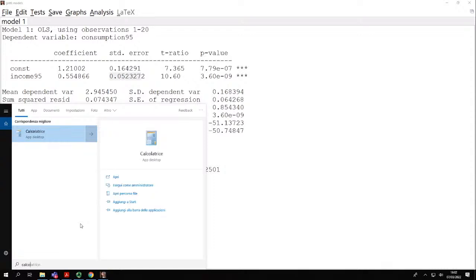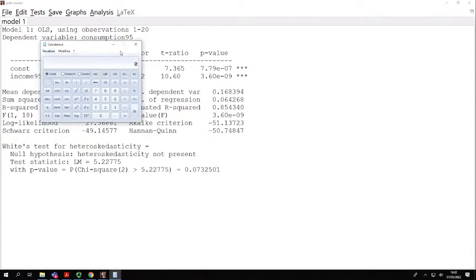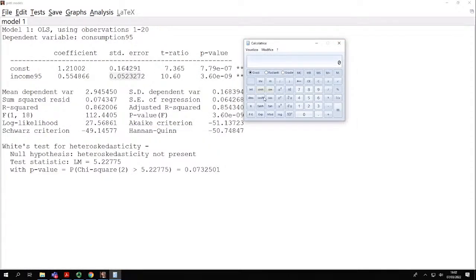Okay, this is the calculator. I better use the scientific view. What I do now is simply take 0.55486 minus the value of beta 2 under the null, which was 0.5, divided by what? What is the standard error? It's 0.00532. And I have my t-ratio equal to 1.04.